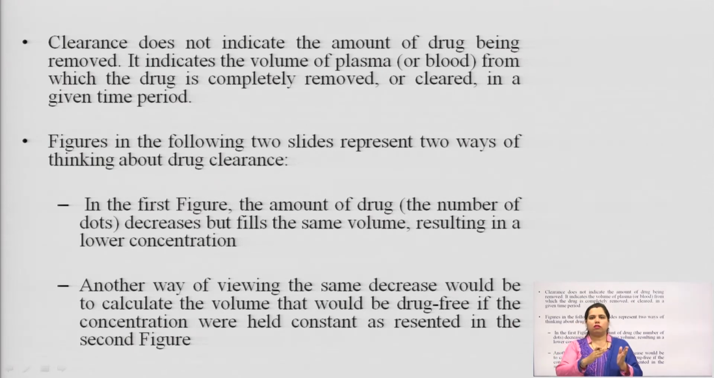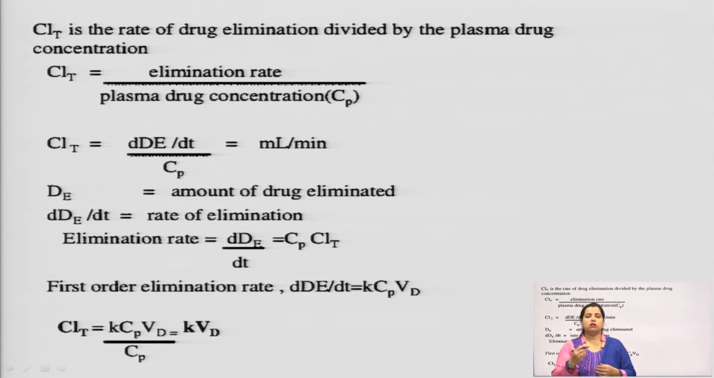As soon as the drug is eliminated, it is again being absorbed through the system in the initial stage of time, and then it will further get eliminated. So, the first representation depends on the amount of drug eliminated decreasing, and the same volume will be filled again, but at a lower concentration as time passes. Another way of viewing the same decrease would be to calculate the volume that would be drug free if concentration were held constant. The concentration becomes constant at the plateau stage, when we discuss the drug plasma concentration time profile. We have observed that at the peak concentration, elimination will be equal to absorption, so at that point no change in drug is seen.